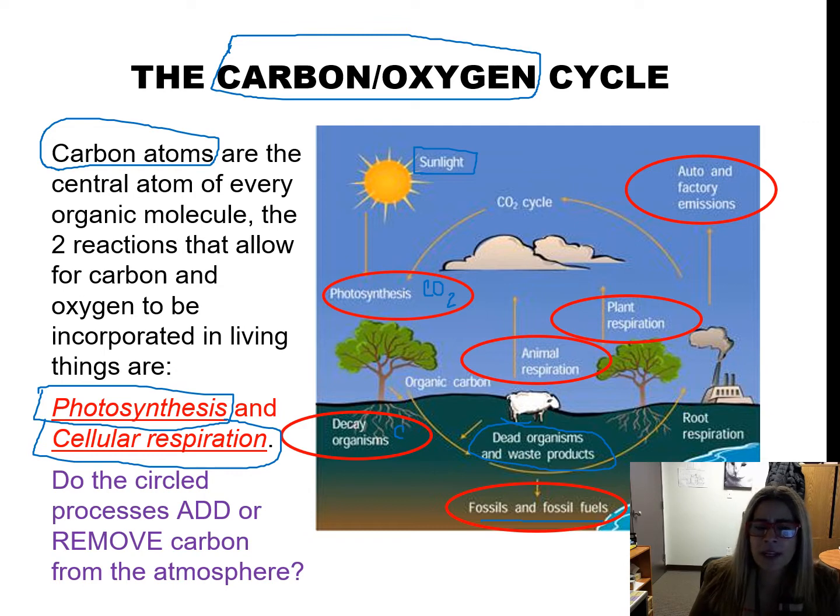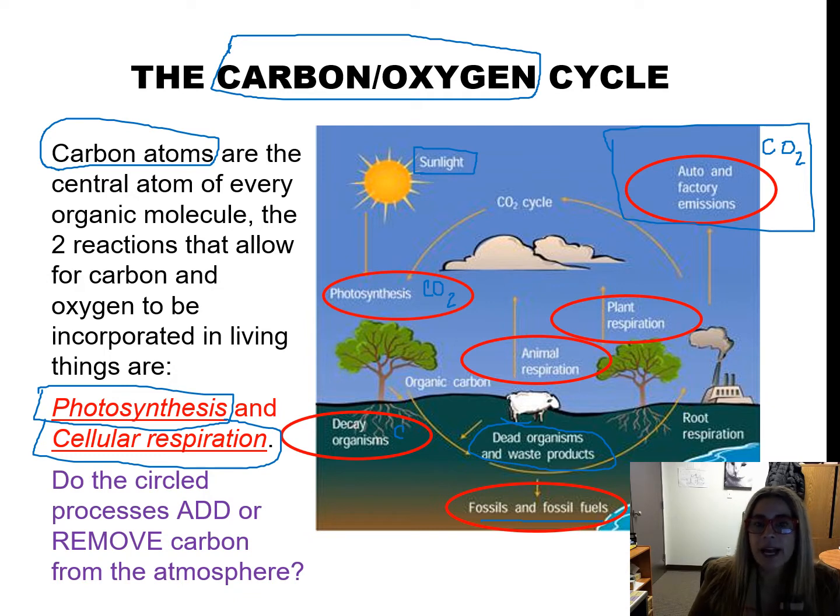Now, one of the other things here that, of course, is very prominent in discussions on climate change today is this one here: auto and factory emissions. Automobile exhaust and factory emissions are a huge contributor to carbon dioxide in the atmosphere. Anytime you're burning a fossil fuel, it doesn't matter if it's a product of petroleum like gasoline or if it's coal, which is a carbon-based fuel, you're going to end up putting a lot of CO2 into the atmosphere.